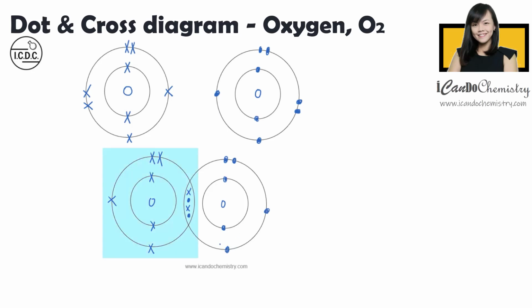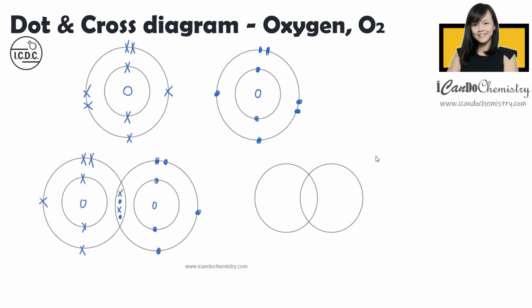So if we refer to the oxygen on the left, the outermost electrons that it has now are 1, 2, 3, 4, 5, 6, 7, 8. Okay, so it has already attained the noble gas electronic configuration. The second shell needs to have 8 electrons. Okay, for the oxygen on the right, it has 1, 2, 3, 4, 5, 6, 7, 8. And so now you realize that this oxygen has achieved the noble gas electronic configuration also.